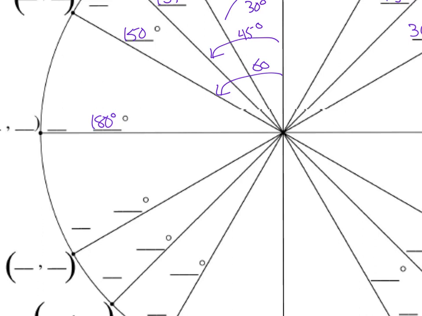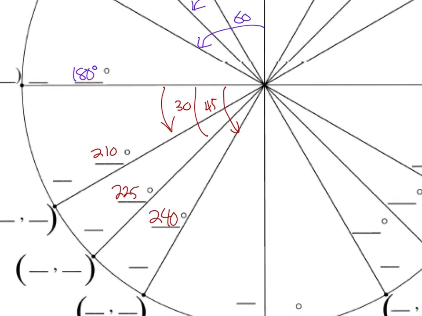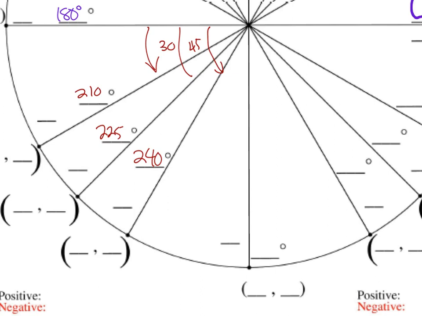Then from here, I go again, 30, so that makes that 210, 45, so that would be 225. Then I go 60, so 180 and 60 will be 240 degrees. So then straight south or straight down is going to be 270 degrees.